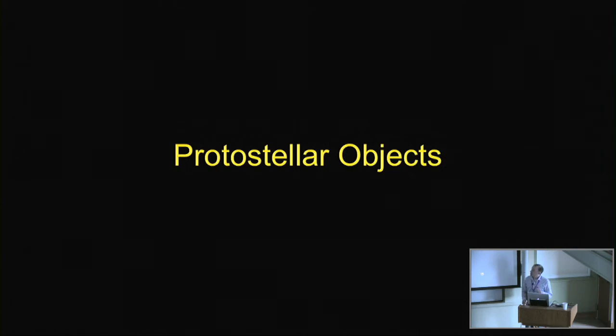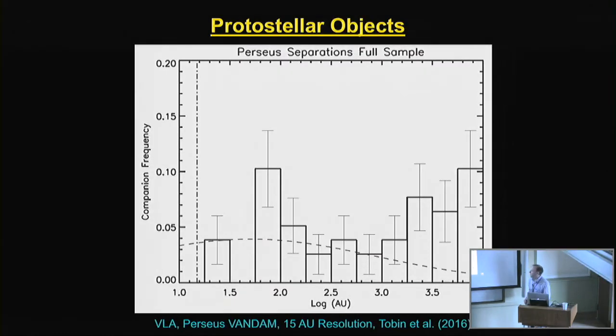All right, so on to protostellar objects, the smallest scale I'm going to talk about. And MASSES talks a lot about this. I'm going to very briefly talk about some stuff that MASSES can't do, and that's the really high resolution stuff. These are recent results from the VLA Perseus VANDAM survey at 15 AU resolution, a very high resolution survey with the VLA by John Tobin.